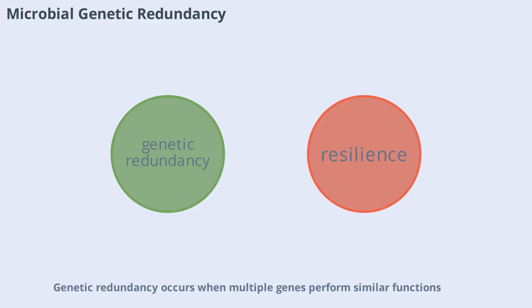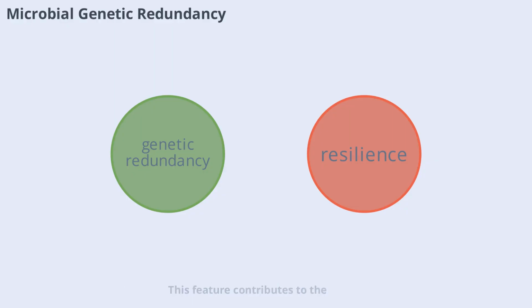Genetic redundancy occurs when multiple genes perform similar functions. In microbes, redundancy can provide a backup system, ensuring survival if one gene is lost or damaged. This feature contributes to the resilience and adaptability of microbial populations.